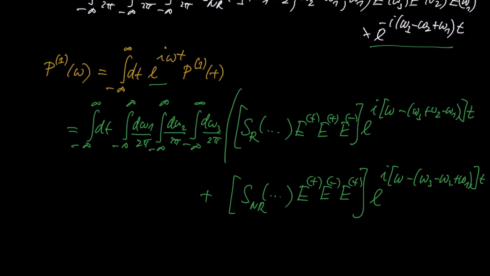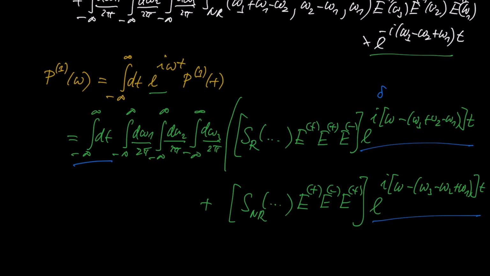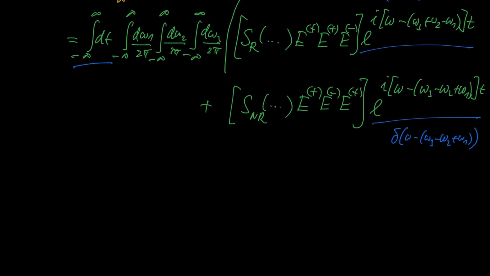So the integral that we have here, this integral together with these exponentials, will turn into delta functions. Here is the delta of (omega minus omega 3 plus omega 2 minus omega 1). And here is delta of (omega minus omega 3 minus omega 2 plus omega 1). Okay, so put everything together, gives me P3 of omega.